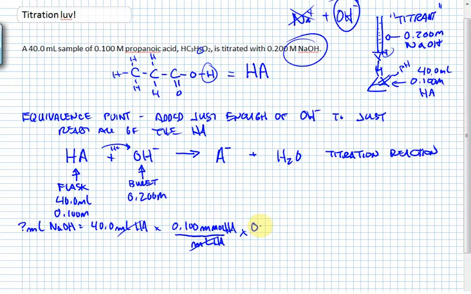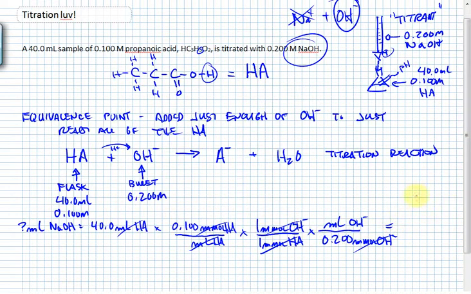From the reaction, I know that 1 millimole, I know it sounds funny to say a millimole, 1 millimole of hydroxide reacts with 1 millimole of HA. Now I know that for every milliliter of the hydroxide ion solution, I have 0.200 millimoles of OH minus. If we do that calculation, we find out that the equivalence point volume is going to be 20 milliliters. This is an important benchmark.